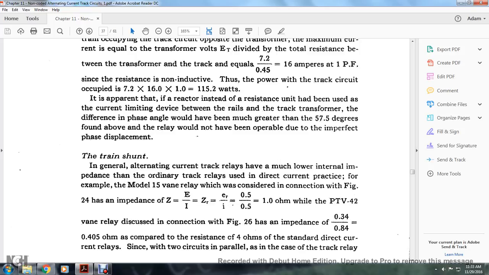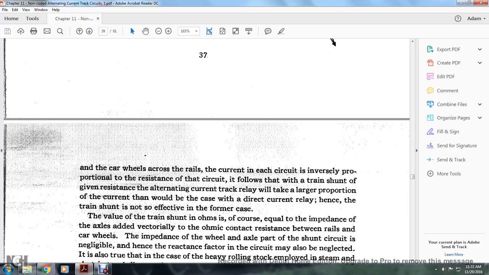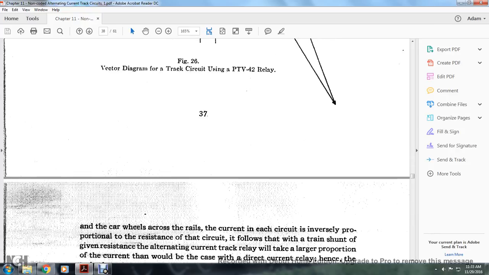Since the two circuits are in parallel with the track relay, this shows another path, a car wheel across the rails, but the current in each circuit is inversely proportional to the resistance of the track relay and the train shunt. With a given resistance, the alternating current track relay carries a larger proportional current than would be the case with the direct current relay. Hence, the train shunt is not so effective in the former case.